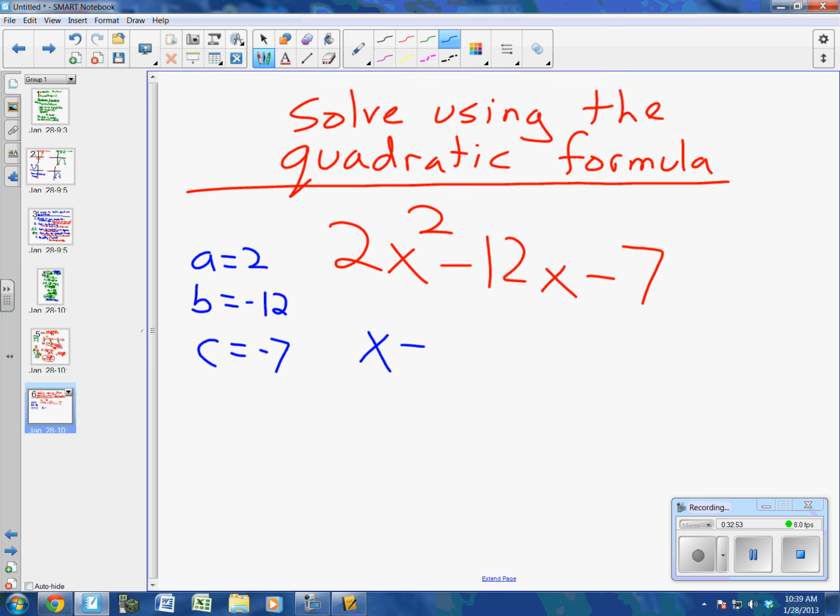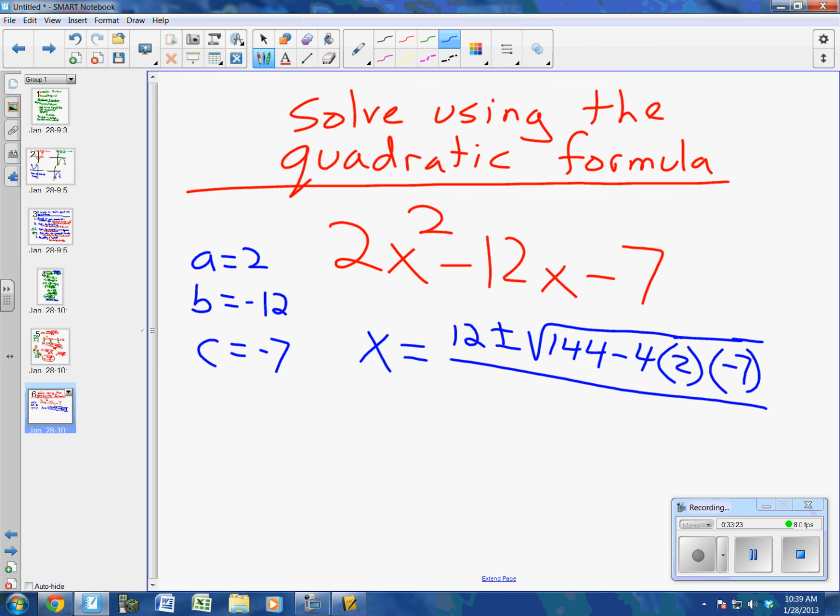We have x equals negative b. Well, the opposite of negative 12 is positive 12, plus or minus the square root of b squared. Well, b squared is negative 12 times negative 12, which is a positive 144. Remember, this number is always going to be positive. Minus 4 times a, which is 2, times c, which is a negative 7, all over 2 times 2, which is 4.